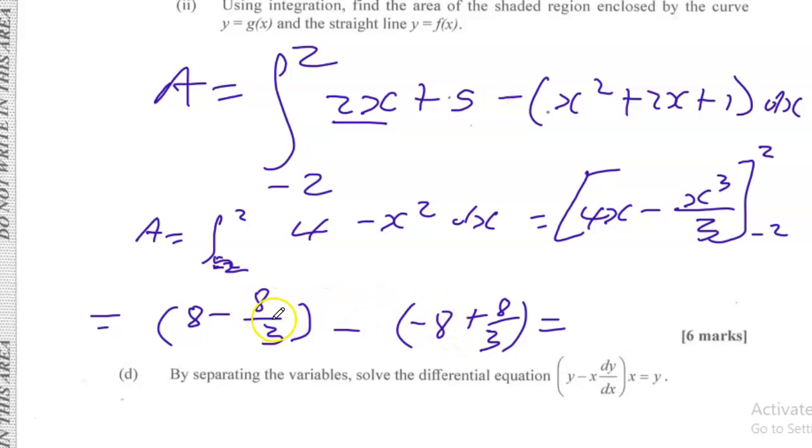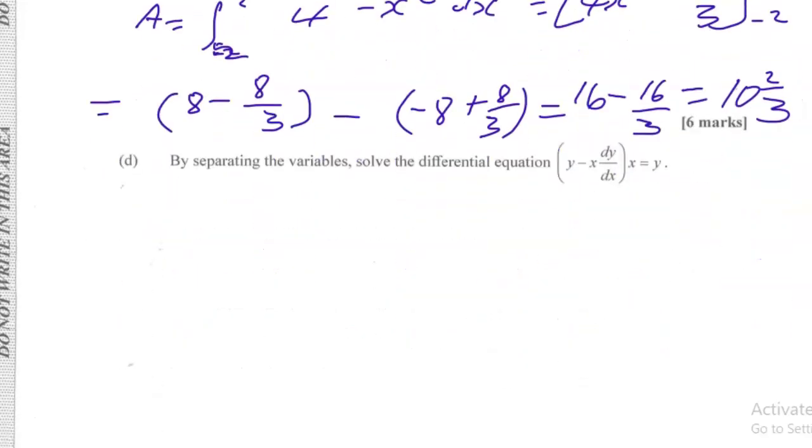Positive 16, minus 16 over 3, that should give us what? 10 and 2/3, right? Square units, since it's talking about area.